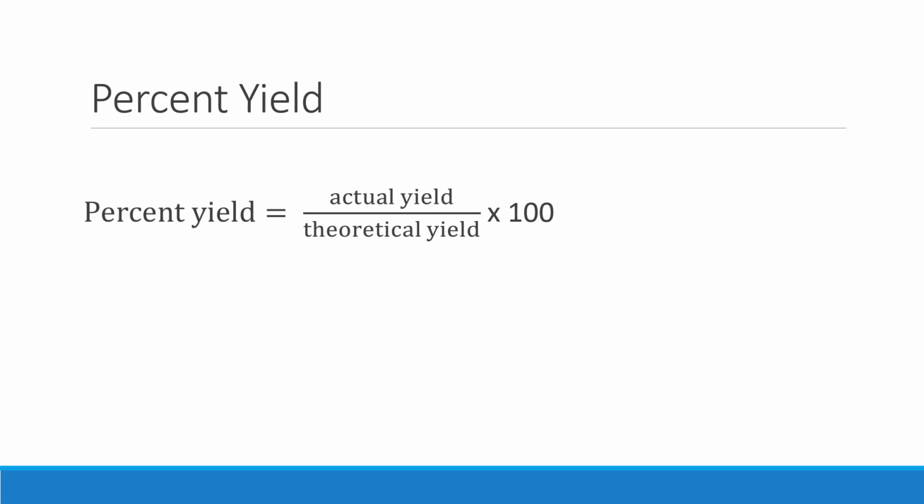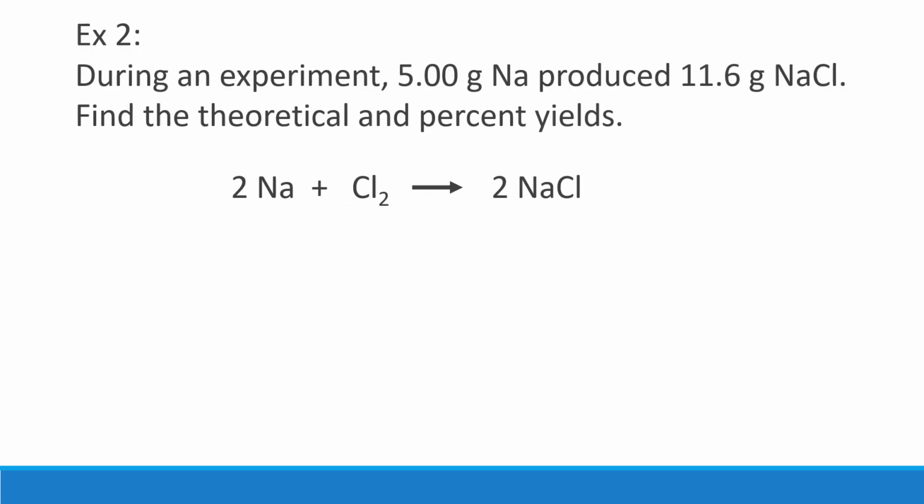Okay, and then our final type of yield is percent yield. And that is just exactly what it sounds like, right? You take, just like finding the percent for a test, you take what you actually got, you divide that by what you should have gotten, the theoretical yield, and multiply by 100. As simple as that. Okay, so let us do another example.